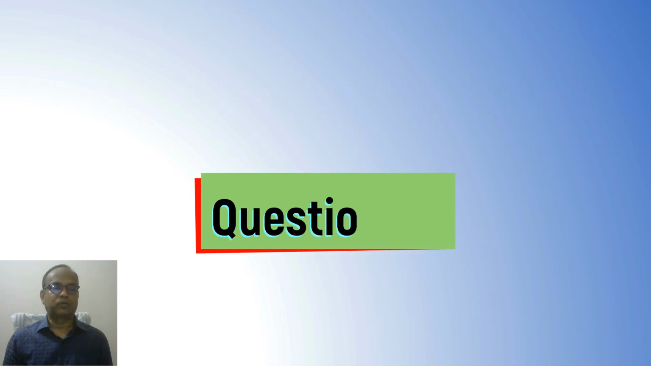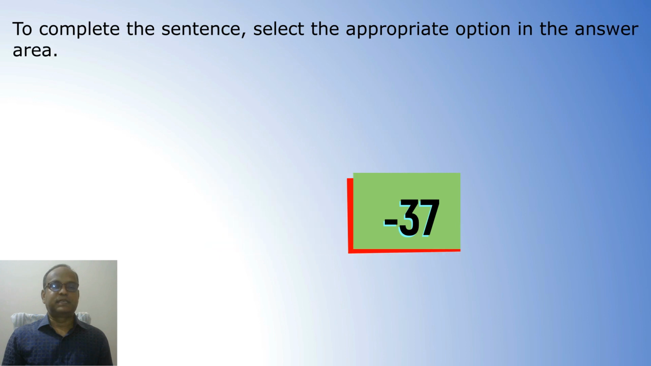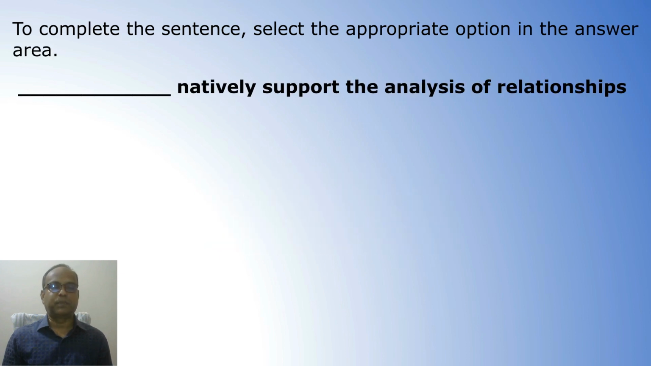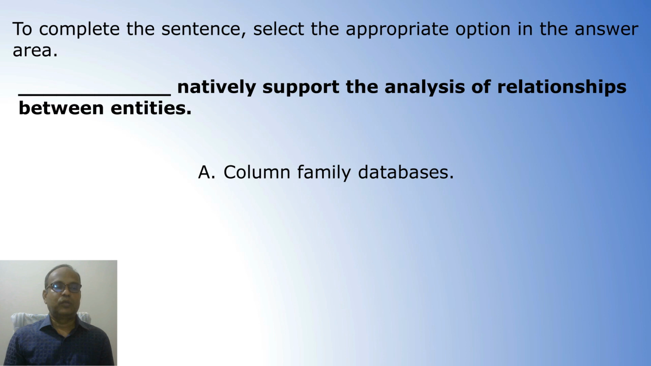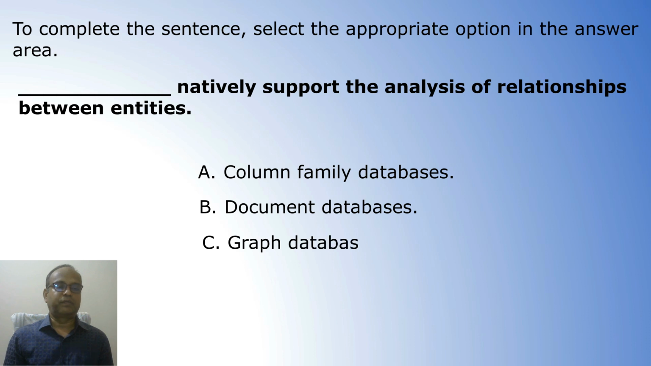Next, question number 37. To complete the sentence, select the appropriate option in the answer area. Dash natively support the analysis of relationships between entities. Option A, column family databases. Option B, document databases. Option C, graph databases. Option D, key value stores.